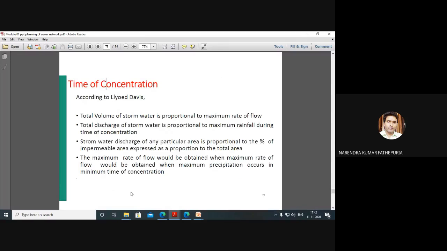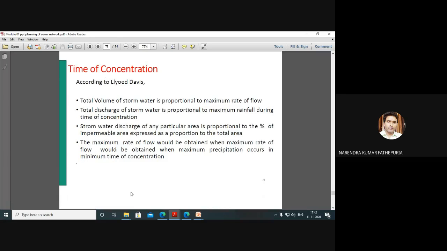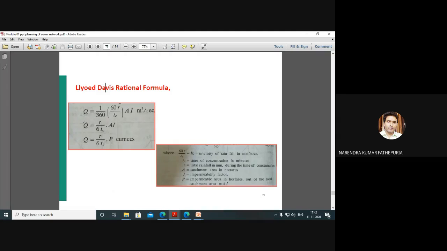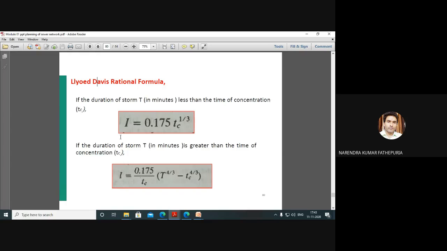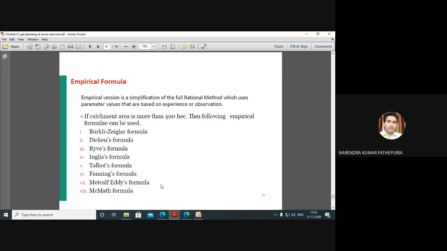So according to Lloyd-Davis, the total volume of storm water is proportional to the maximum flow rate. The total discharge of storm water is proportional to the maximum rainfall during the time of concentration. So these are the hydraulic design parameters that you have to take care of. So the Lloyd-Davis formula says Q will be 1 by 360, 60 R upon T to the power of dc into A into Y meter per second. So that also, if they ask, then you can go through this formula. For the duration of the storm T less than time of concentration, if T is less than Tc, then you have to use this formula. If T is greater than Tc, then you have to use this formula for getting the value of I.